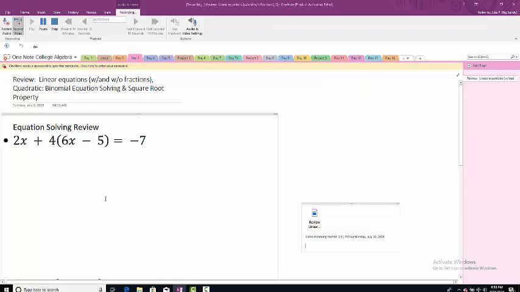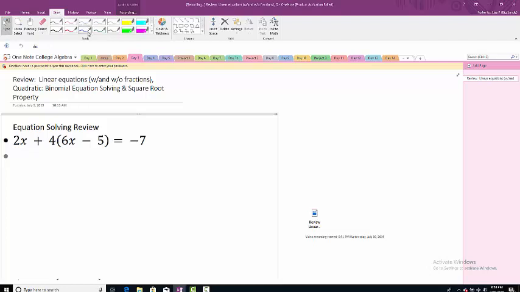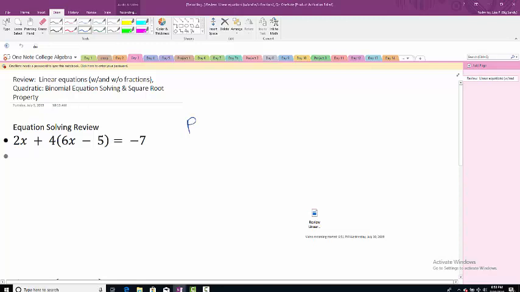So the first equation we're going to do is 2x plus 4 times the quantity of 6x minus 5 equals -7. So we always follow PEMDAS, please excuse my dear Aunt Sally, when we are simplifying. So PEMDAS, please excuse my dear Aunt Sally.